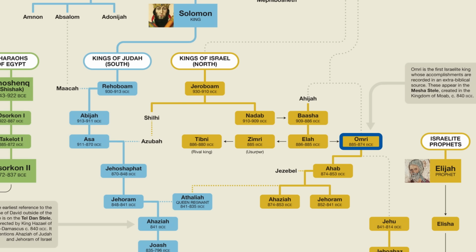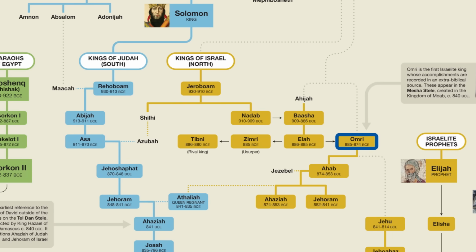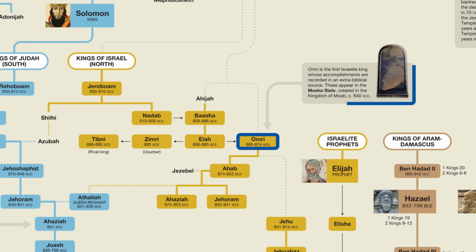Now, even though Omri is mentioned only briefly in the Bible, he is actually quite an important figure. For one thing, he is the earliest king from either Israel or Judah whose name and accomplishments can be confirmed by using an extra biblical source. That source is the Mesha stele, which dates to around 840 BCE and was made in the nearby kingdom of Moab. On top of this, later Assyrian records use his name to describe the kingdom of Israel as a whole. Instead of calling it Israel, they simply call it the land of the house of Omri.